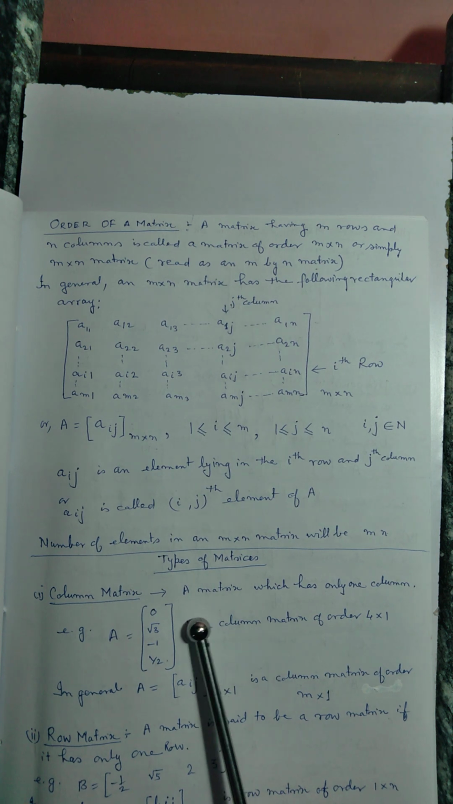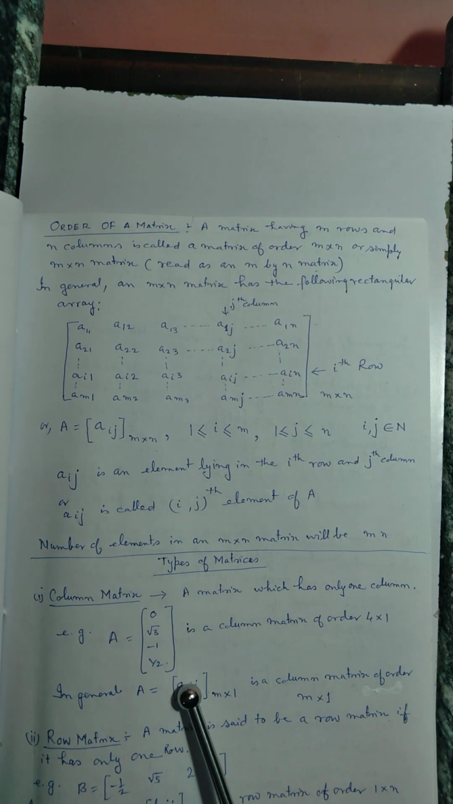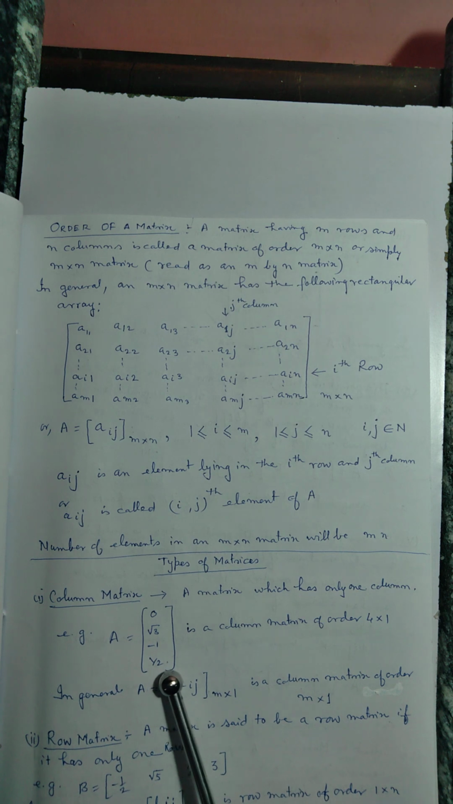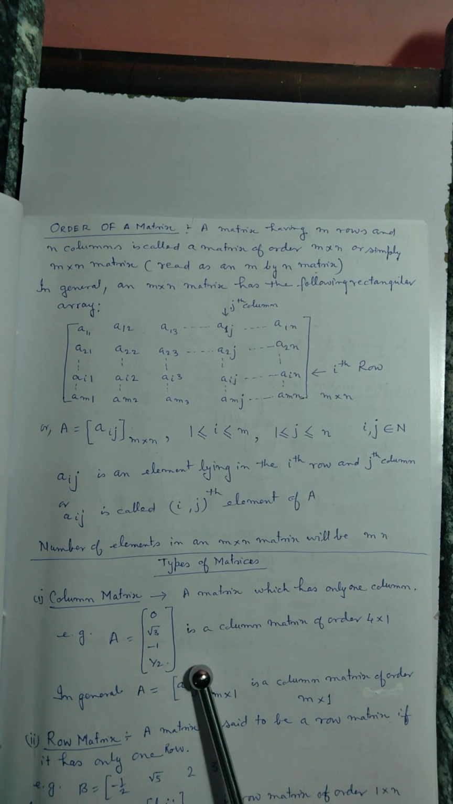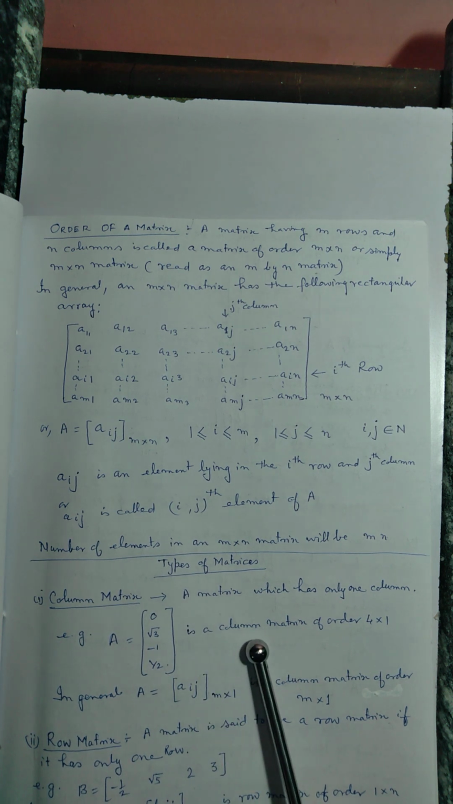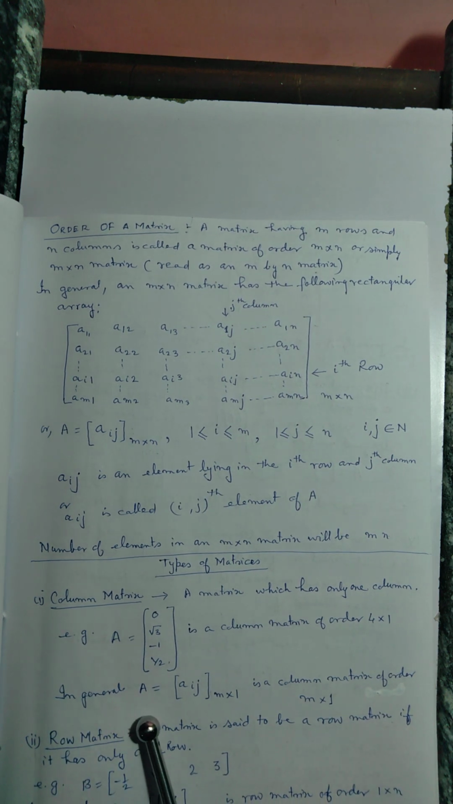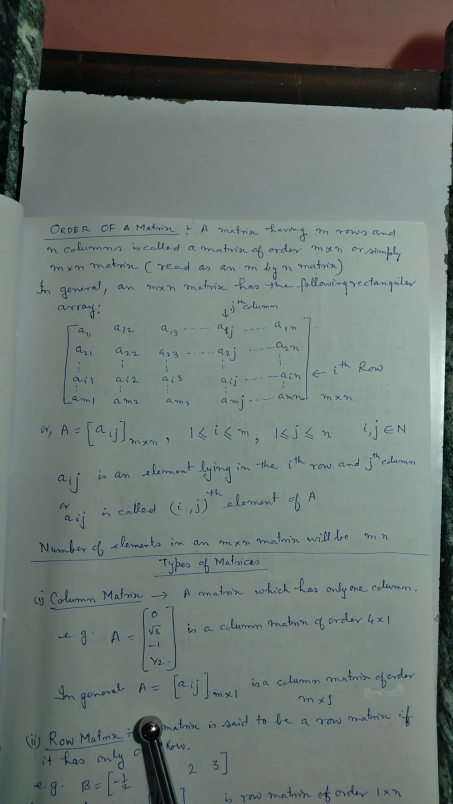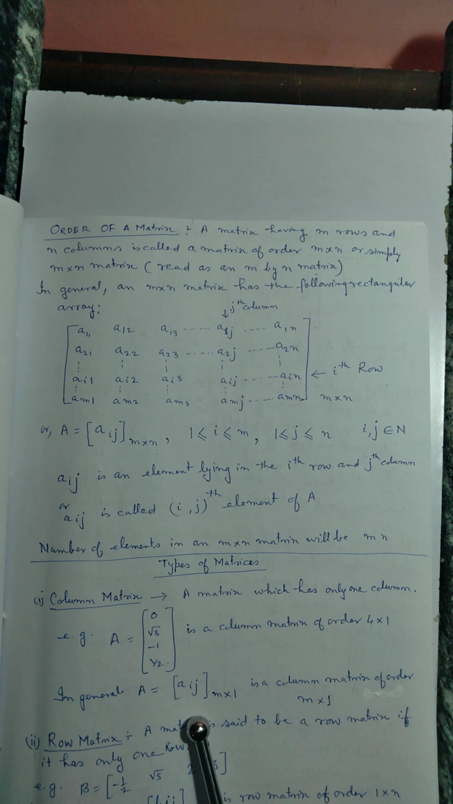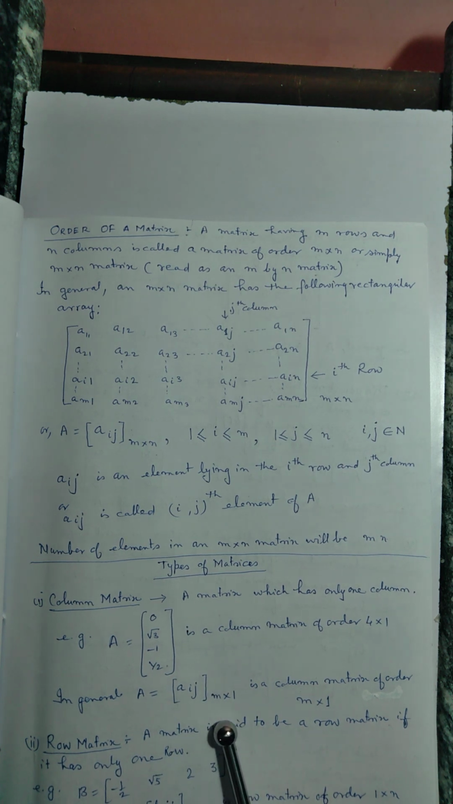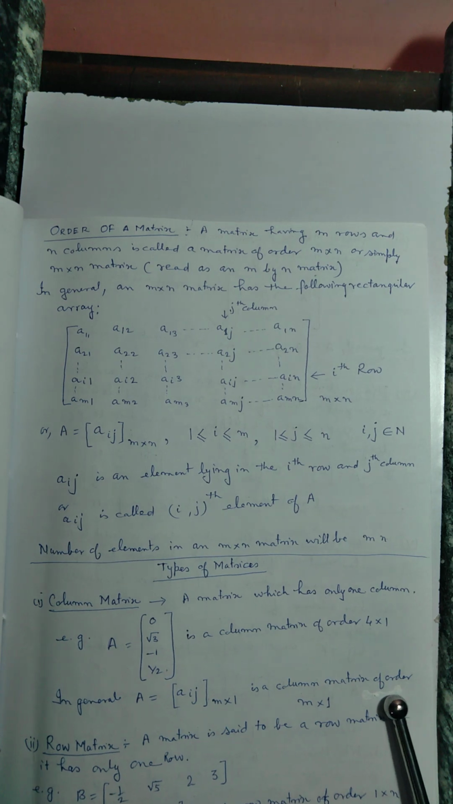Such type of matrix is called a column matrix. You see, here this matrix has one column and 4 rows. You see, rows are 1, 2, 3, 4: 4 rows and 1 column. So it is a column matrix of the order 4 into 1. In general, it can be said A, the matrix A, inside the bracket a_ij, bracket closed, m into 1, means m rows and 1 column, is the column matrix of order m into 1.